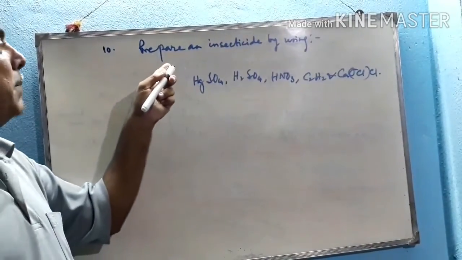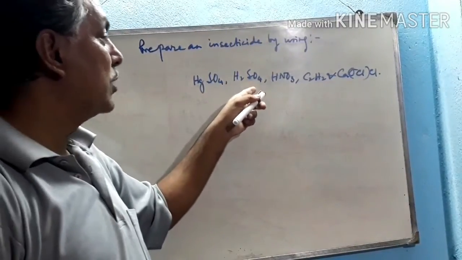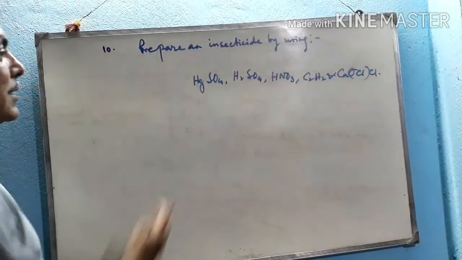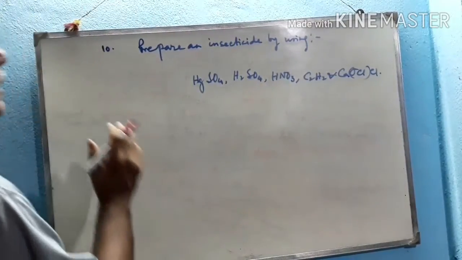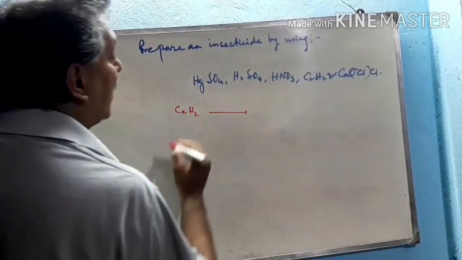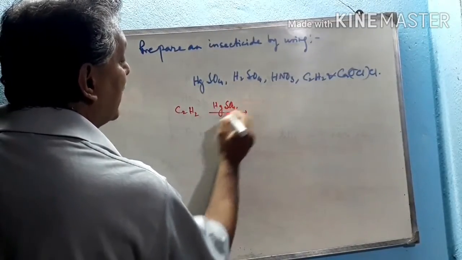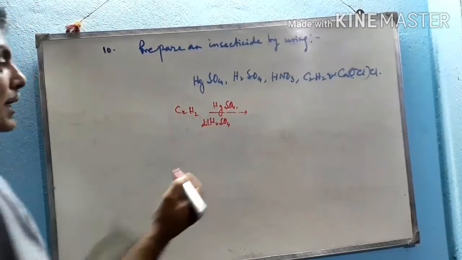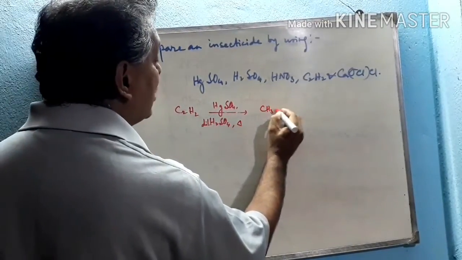Number 10: prepare an insecticide using these reagents: mercuric sulfate, H2SO4, nitric acid, acetylene and bleaching powder, CaOCl2. First, we have to arrange these reagents accordingly. First, acetylene C2H2, when treated with mercuric sulfate in the presence of dilute sulfuric acid and heated up to 80 degrees centigrade, produces CH3CHO.